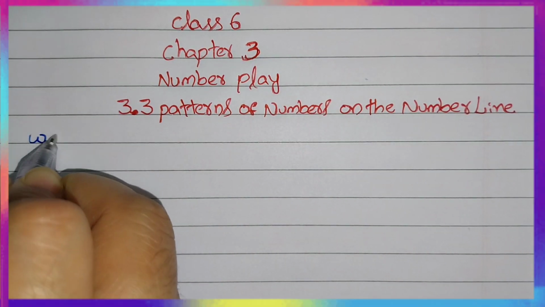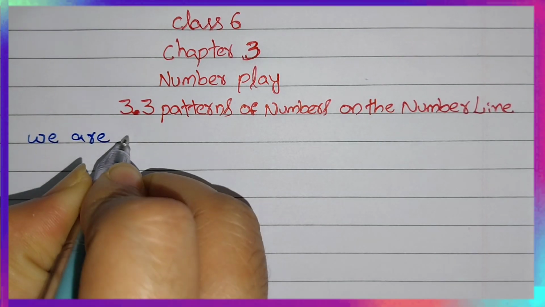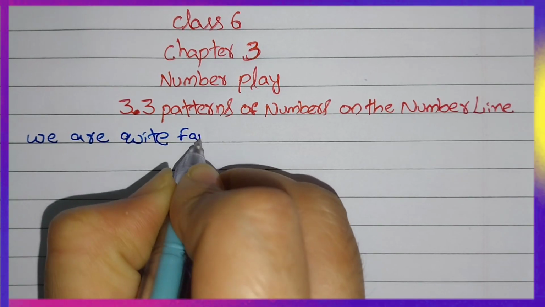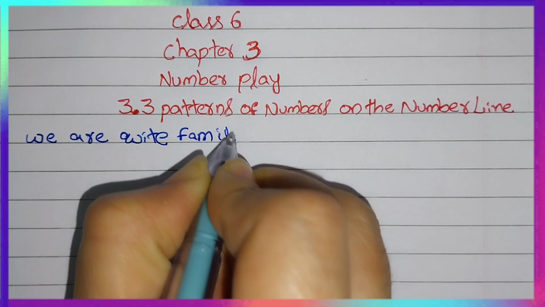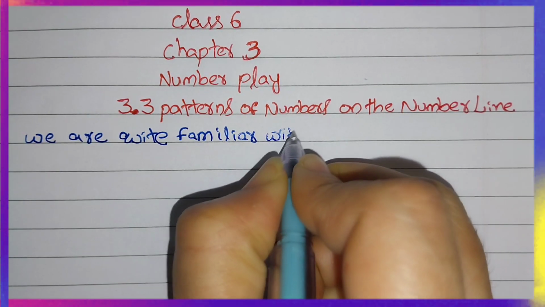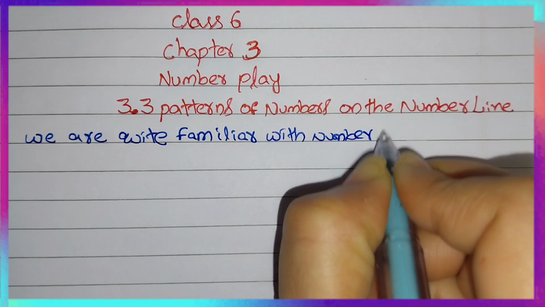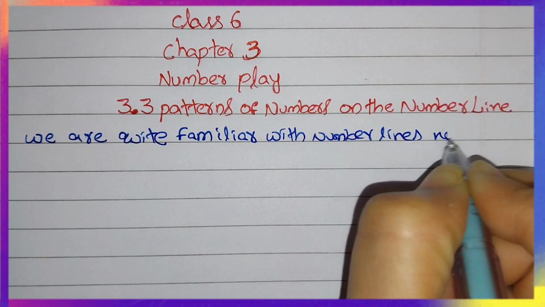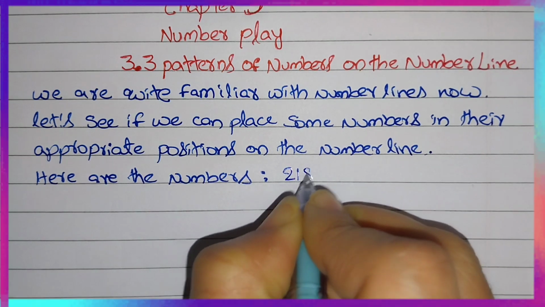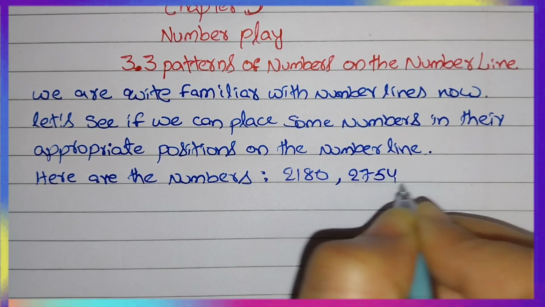In this video we are going to learn about patterns of numbers on the number line, which is in Class 6 Chapter 3, Numberplay. Let's start. This section helps you visualize numbers and understand their relationships. A number line is an excellent tool for understanding distance between numbers, rounding off, and even solving problems related to bigger numbers like thousands and 10,000s. Let's see if we can place some numbers in their appropriate positions on the number line.